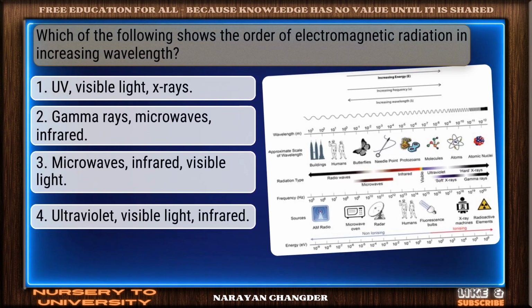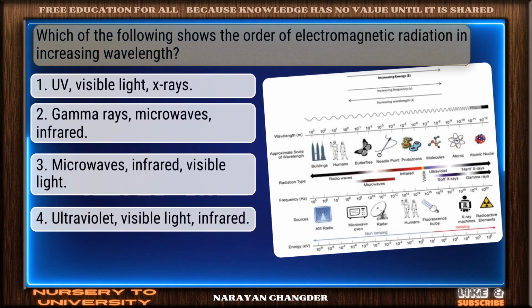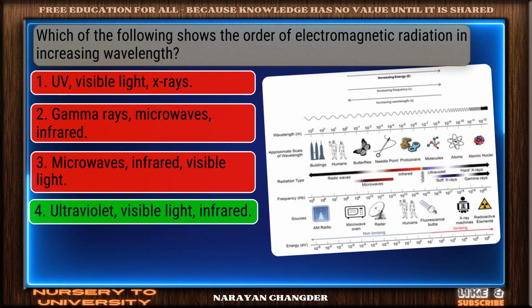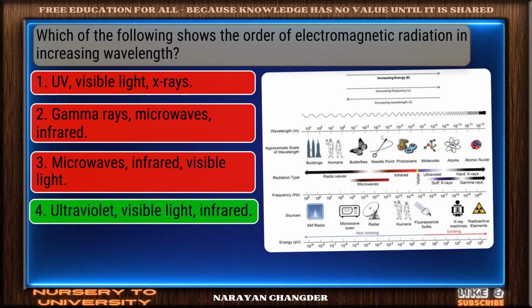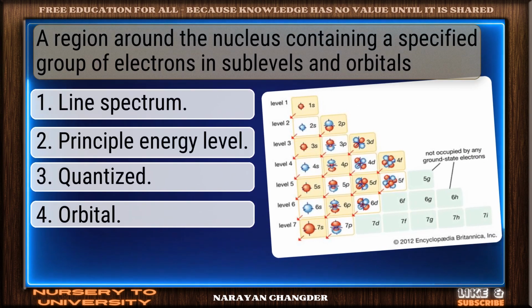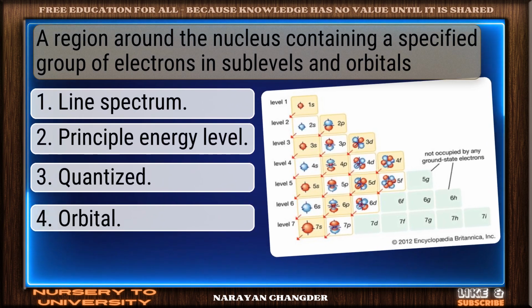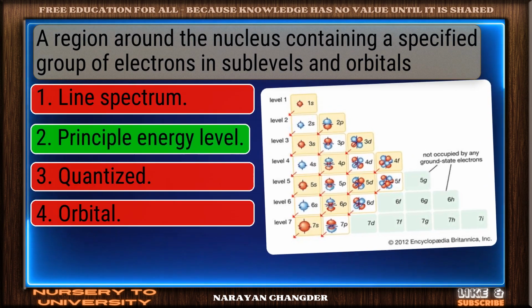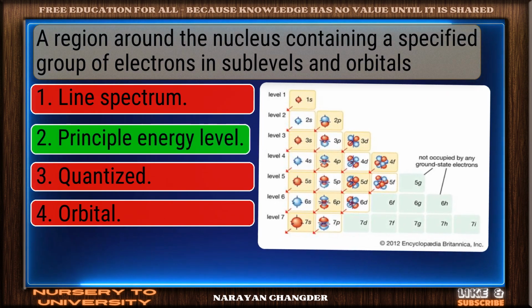Which of the following shows the order of electromagnetic radiation in increasing wavelength? Right again. Ultraviolet, visible light, infrared is a valid answer. A region around the nucleus containing a specified group of electrons in sublevels and orbitals. Nice selection. Principal energy level is the correct and valid answer.